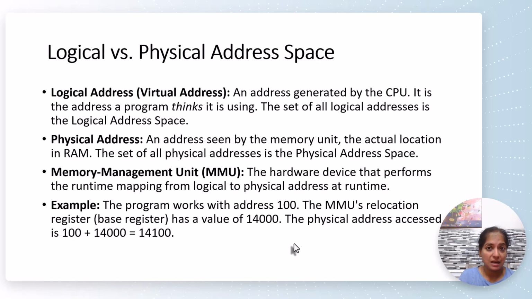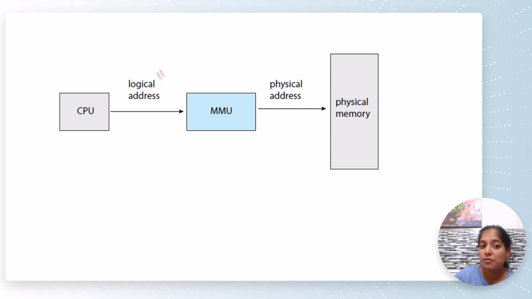The memory management unit is the hardware device that performs this runtime mapping from logical to physical address space, like from a secondary storage address to the main memory address. For example, a program works with an address 100. The MMU's relocation register, that is the base register, has a value of 14,000. So the physical address will become 100 plus 14,000, that is 14,100. So the CPU generates the logical address, and the MMU converts that logical address into the physical address and maps it to the physical memory.